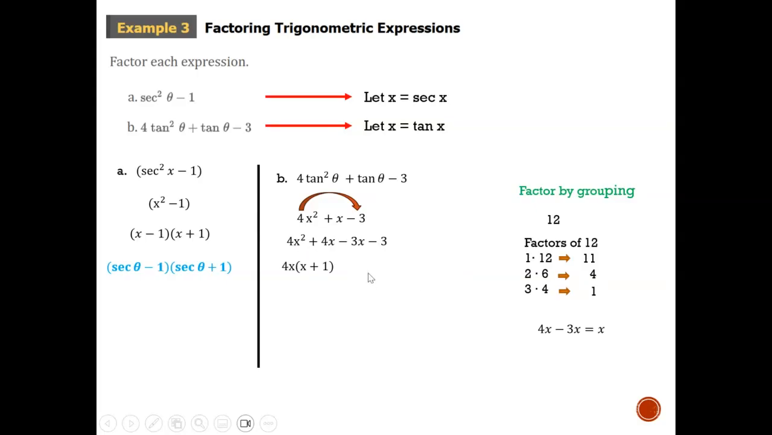First of all, let me go back one. What do the first two terms have in common? They have in common a 4 and also an x. If you take it out, what's left? x plus 1. Because 4x times x will give you 4x squared, and 4x times 1 will give us positive 4x. So I know this is correct.